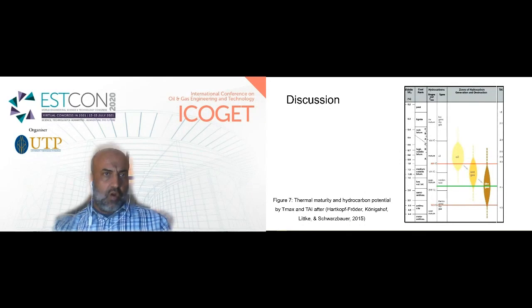By the combination of the parameters of maturity, we can see that all the samples are laid in the late mature to the over mature area. We can see here the green line of the thermal alteration index shows that the samples are in the post-mature stage.